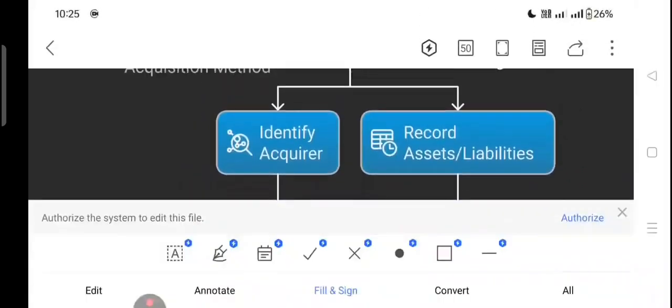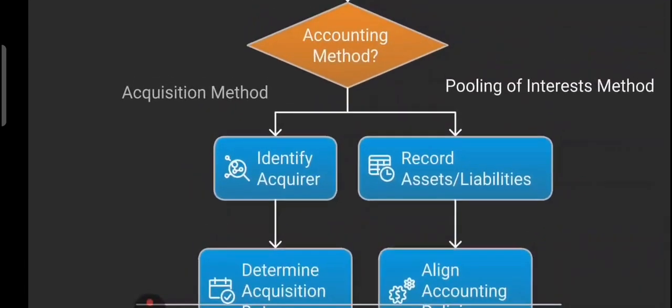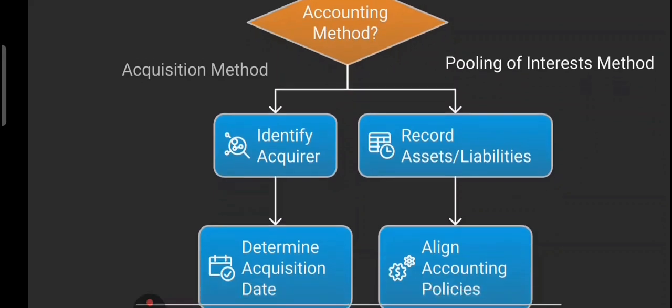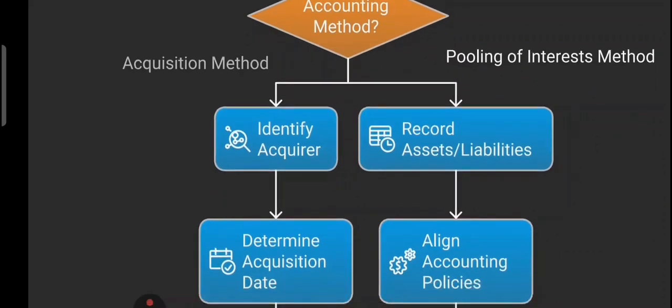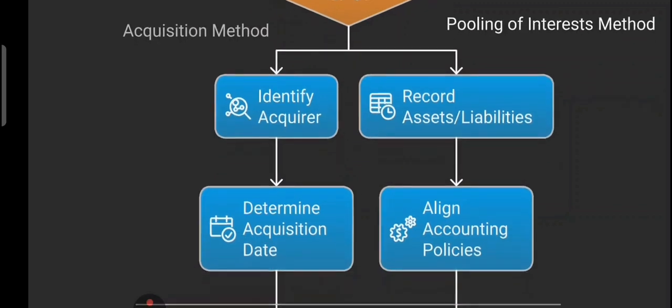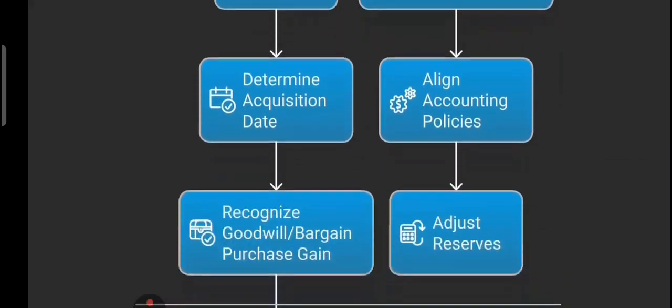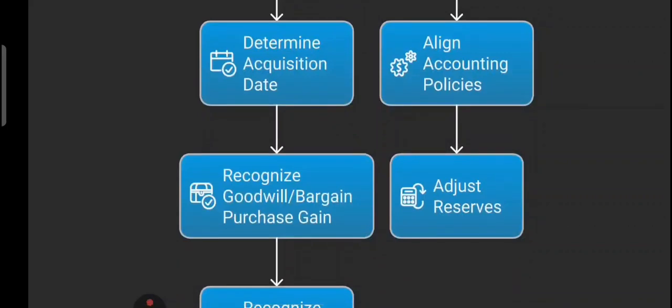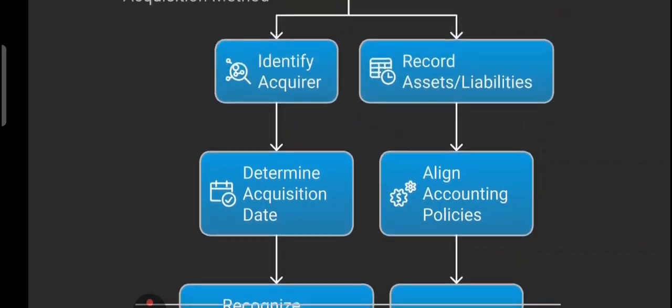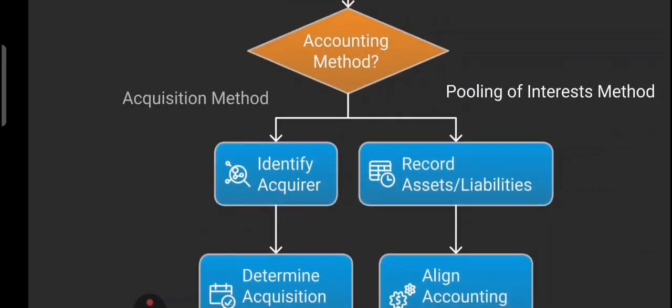And on the other hand, we have the second method, called the pooling of interest method. It is used less frequently now. The focus shifts to recording assets and liabilities as they stand, right? Then the firm aligns accounting policies across both entities. Then reserves are adjusted but no goodwill is recorded, emphasizing continuity rather than acquisition. So basically these are two methods of accounting.